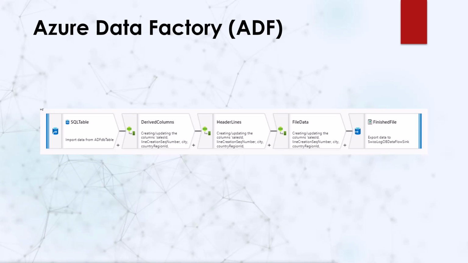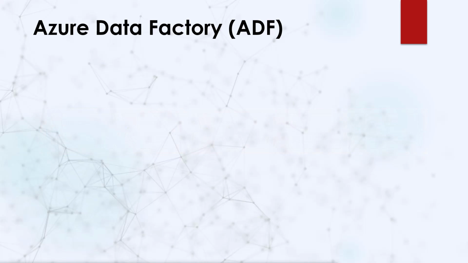So the data sets represent the actual data. That might be a table in SQL Server. It might be a flat file. It might be the output of a stored procedure. It might be the results that come back from a web API call. Those are called data sets, the actual representation of the data.